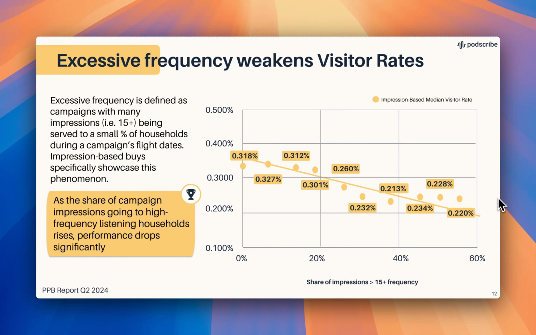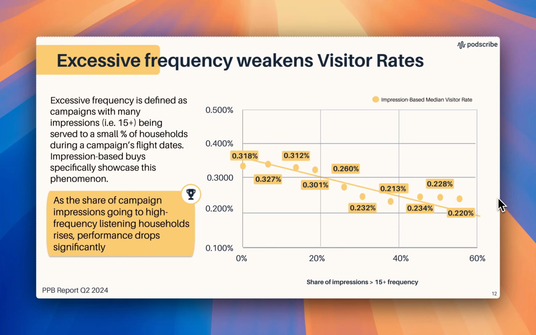So 0% on the far left side of this graph typically will mean we're talking about an episodic campaign. It'll also mean that no part of this campaign is reaching a 15 plus frequency. As you go all the way to the right, 60% of the impressions are in this 15 plus frequency bucket. So you can see very clearly that if we are delivering impressions to a low level of listeners, the results are dramatically decreasing. So frequency is a very important factor when we talk about what drives the most efficient and effective performance.